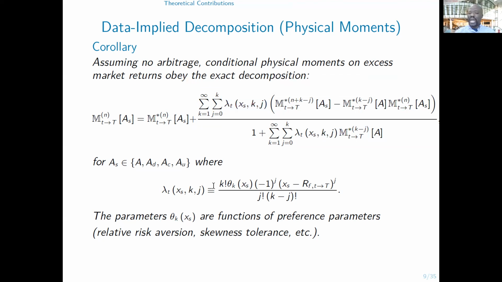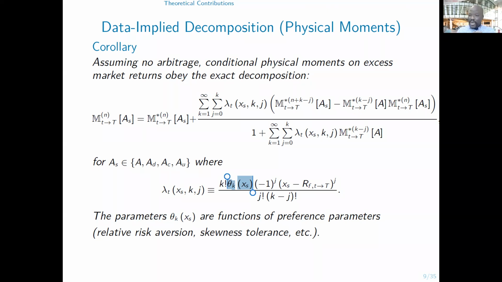And lambda is defined as follows, and it's pretty easy to get as long as you have the preference parameters. The theta k are related to risk aversion, skewness preferences, etc. Now, this formula is not random, okay? It's obtained under two main, less restrictive assumptions. The first one is the hypothesis of non-arbitrage, which we assume is always valid. We assume the non-arbitrage assumption here. That's the first ingredient that we use.